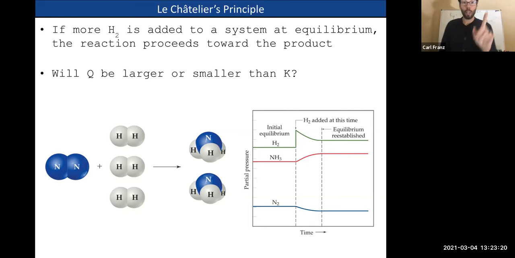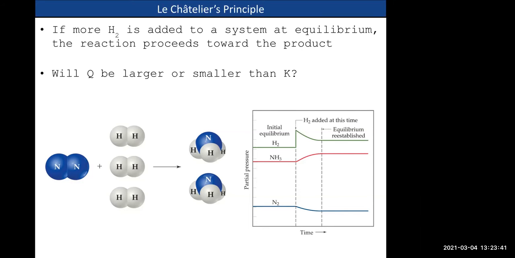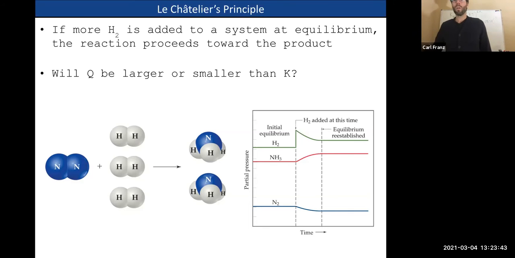Does that make the Q larger or smaller than K? You guys remember? If we're going toward products, what's the relationship of Q and K? K is larger than Q. Exactly. If the shift predominates toward product, K therefore must be larger than Q. If the shift proceeds toward reactants, Q is larger than K.